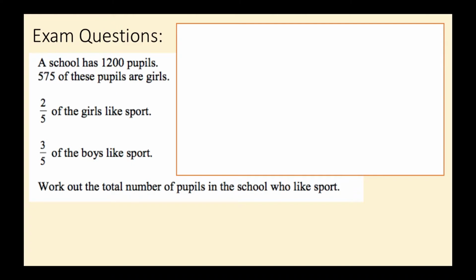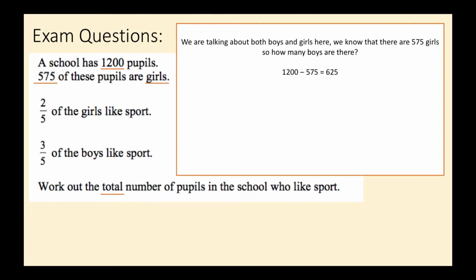So let's read the question. A school has 1,200 pupils. 575 of these pupils are girls. It now tells me that 2/5 of the girls like sport and 3/5 of the boys like sport. Work out the total number of pupils in the school who like sport. Well, first of all, it says that there are 1,200 pupils and 575 of these are girls. So we know how many girls there are, but we just need to know how many boys there are first.